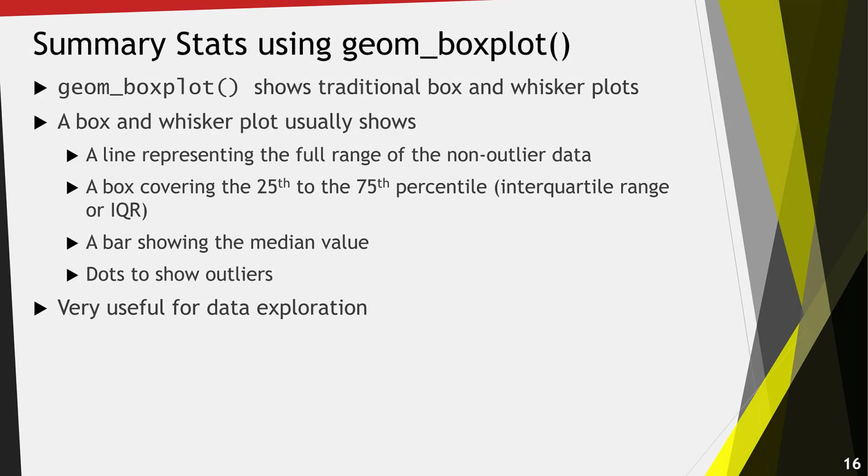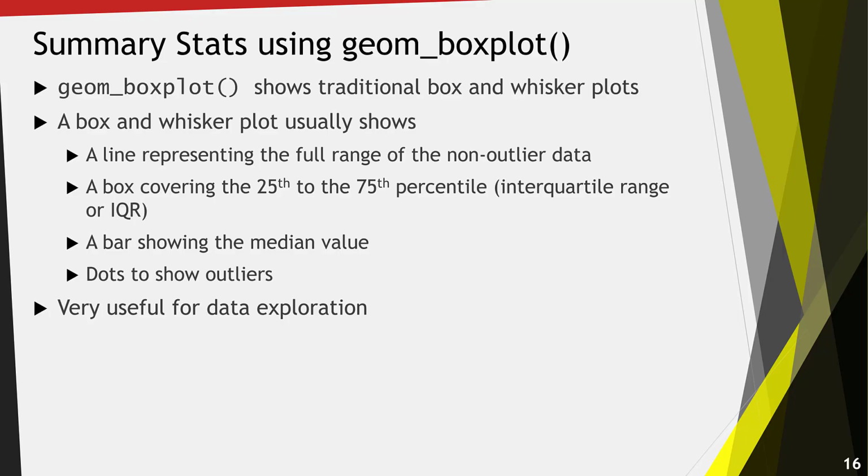The final type of visualization that I'd like to cover here is the box plot. You can add a box plot layer to your visualization with geom_boxplot. This is going to create a traditional box and whisker plot. A box and whisker plot usually shows a line representing the full range of what R determines as non-outlier data. A box containing the 25th to the 75th percentile of your data. This is the interquartile range. A horizontal bar showing the median value. And then dots representing values that R determines to be outliers.